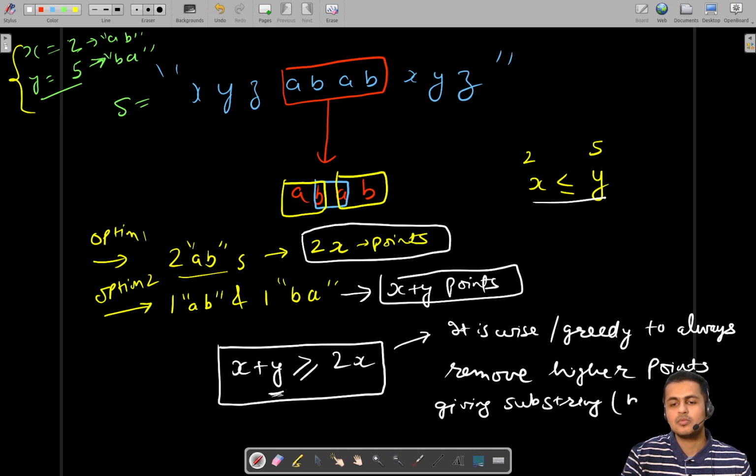Here it was "ba". So we can remove it. It is not a generic thing, it is only for this case. Higher points substring first and then lower points giving substring.